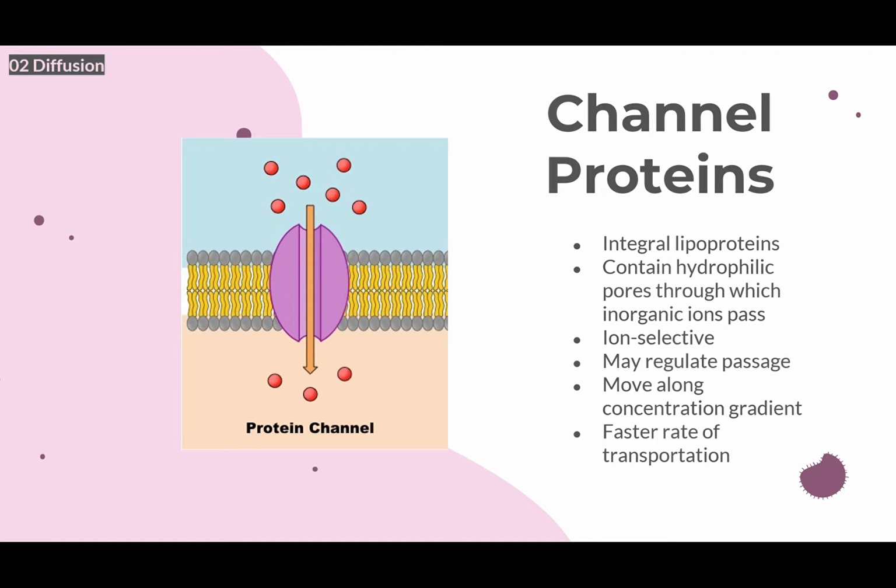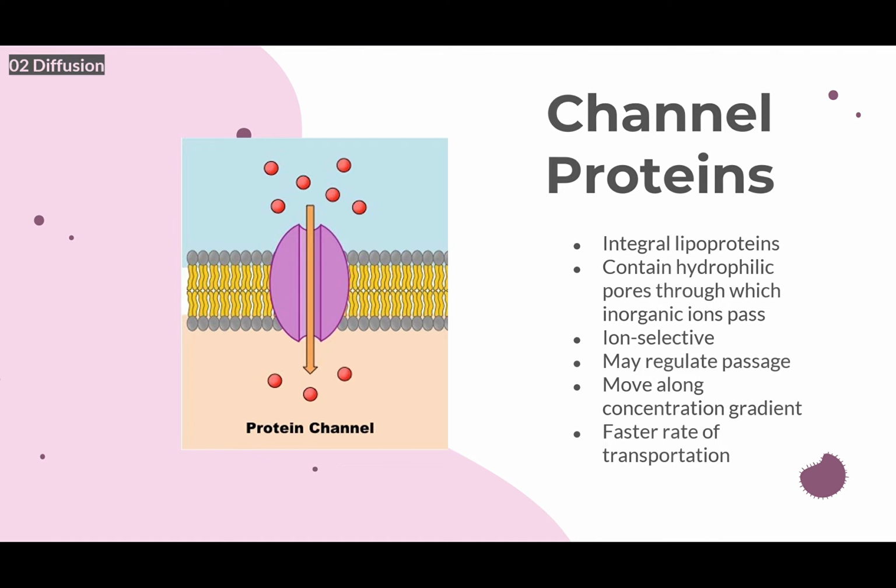Without further ado, we start with channel proteins, and this process is also called channel-mediated facilitated diffusion, where an integral lipoprotein contains hydrophilic pores via which inorganic ions pass through the membrane. These channel proteins are also ion selective, and they may regulate passage according to certain stimuli. It also propagates the movement along the concentration gradient, and it's the faster one of the two. It has a faster rate of transportation than carrier proteins.